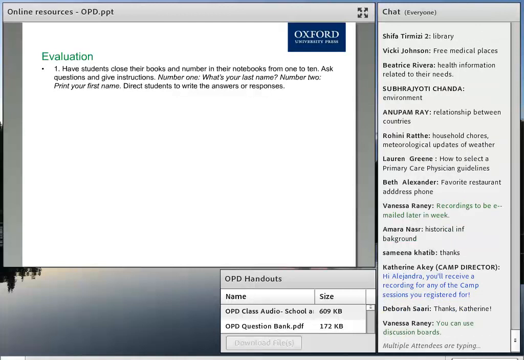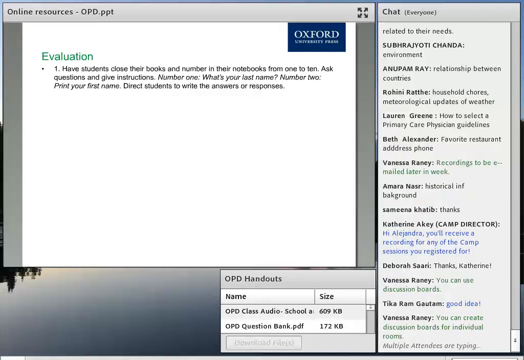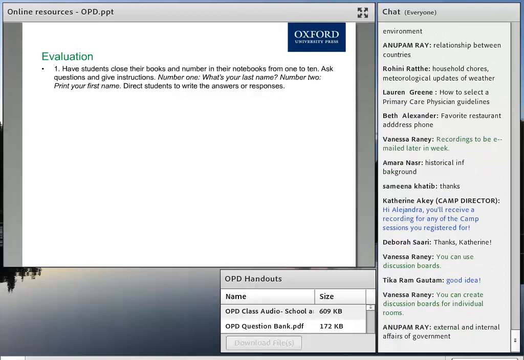Number one, what's your last name? Number two, print your first name. So as you know, I've just picked a couple of different activities from this Unit 4 personal information. There's a lot more that you can do. But at this point, we would want to evaluate and check learners' knowledge on their ability to use personal information or to talk about themselves, ask people other personal information.